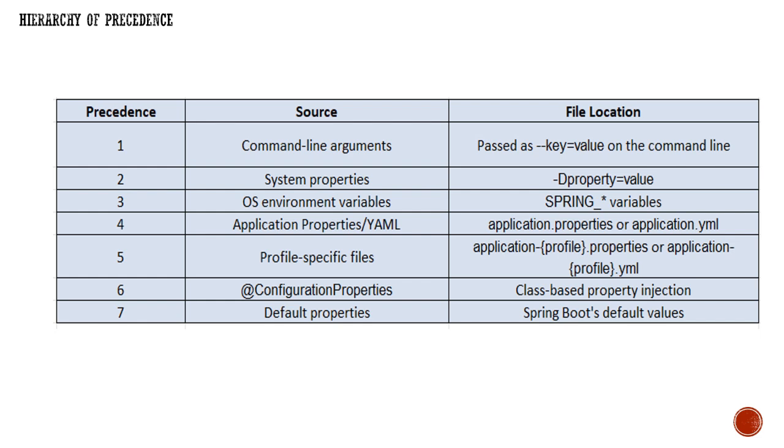Then comes the actual application.properties and application.yml. Under this there is also a precedence decided by the application. We'll discuss more on that part, but let's move forward. Then comes the profile specific files, like you have different environments: dev, production, staging. Based on the environment, the property files will be loaded. We have @ConfigurationProperties, which is based on the classes and properties which you are trying to inject. Then comes the default Spring Boot properties. I hope this hierarchy of precedence is clear and you have some understanding of what is going to be the next thing.